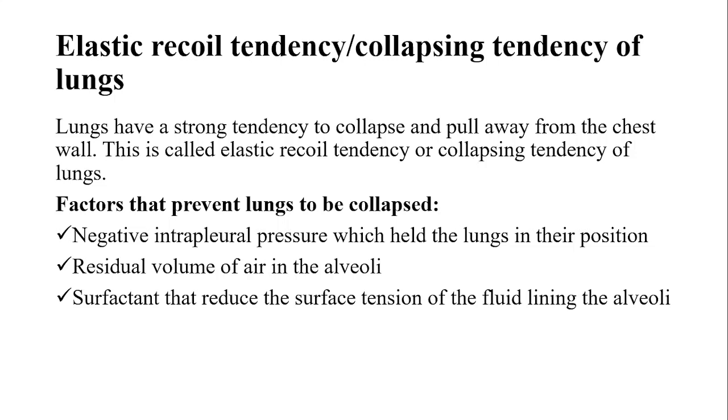So we have to prevent it, and there are some natural factors which prevent our lungs or alveoli from collapsing. That is the negative interpleural pressure, which holds the lungs in their position. Now comes the question: why is the interpleural pressure always negative? Why can it not be positive? Because there are lymphatics that give a suctioning action in the interpleural space, which suction fluid from this interpleural space and create a negative interpleural pressure.